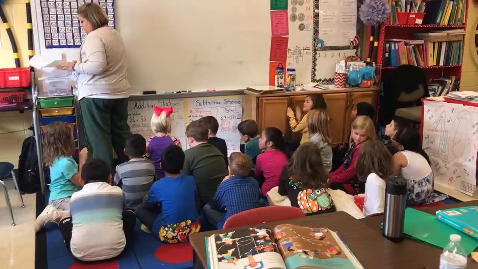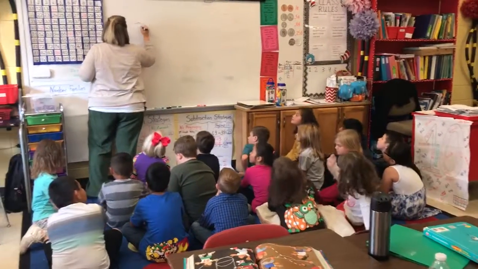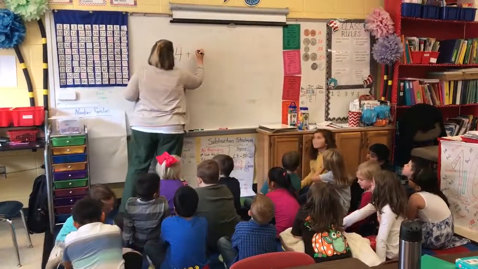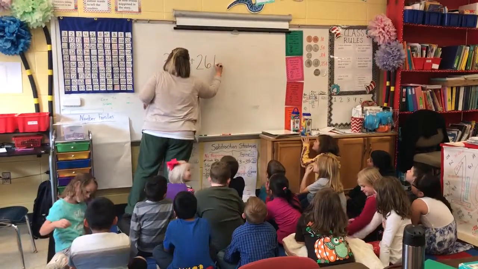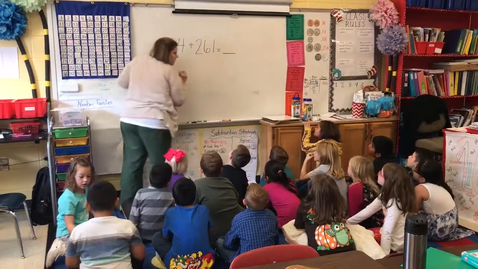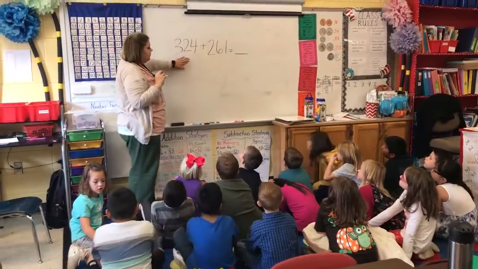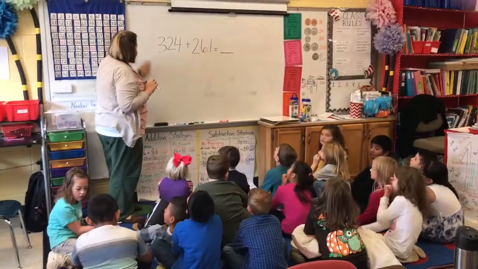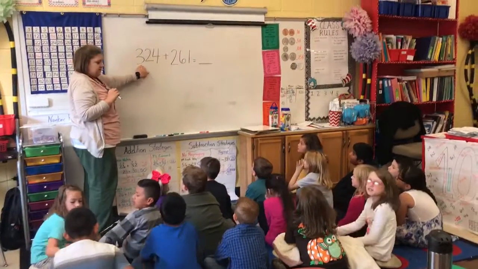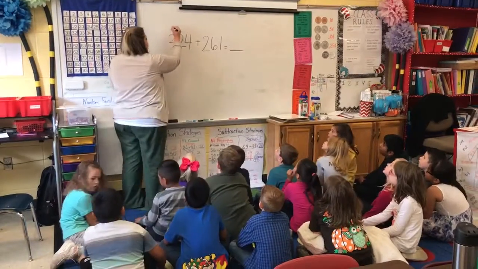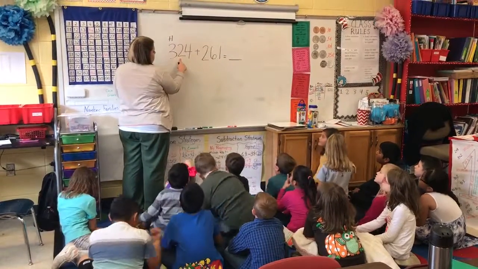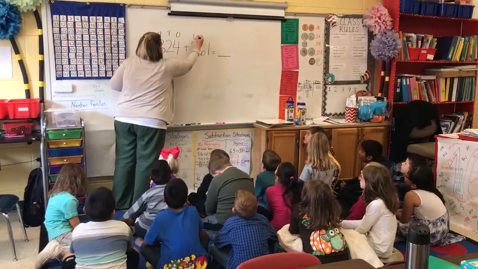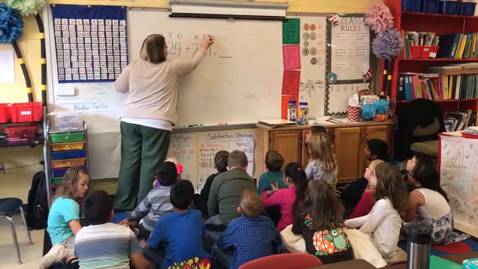Okay, now I know y'all have gotten away from using models when adding your two-digit numbers, but for three-digit numbers, we're going to bring our models back so that it can help us, okay? So what place value is this? Hundreds. Tens. Ones. Good.